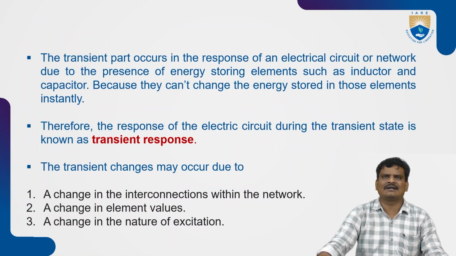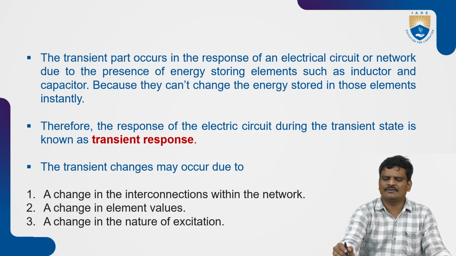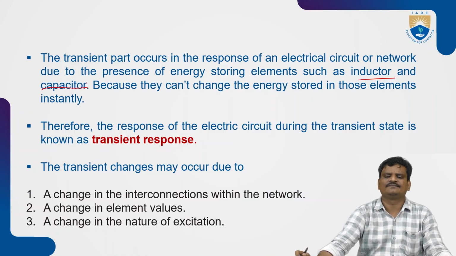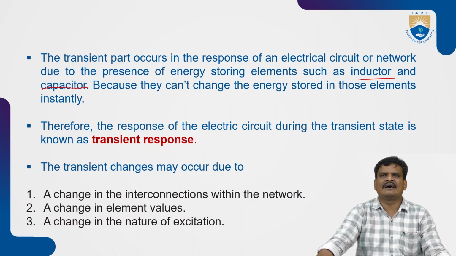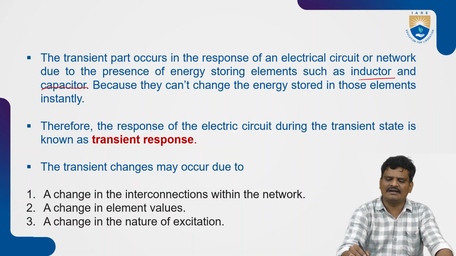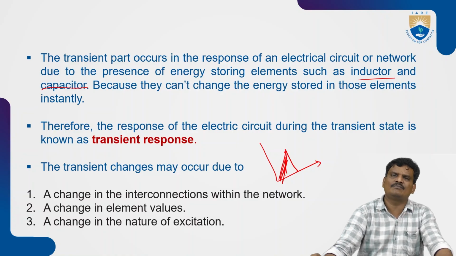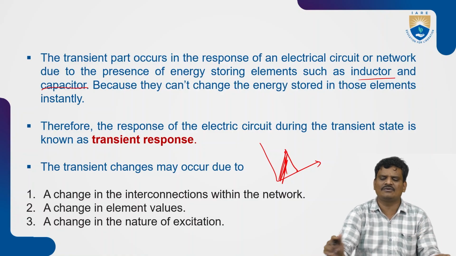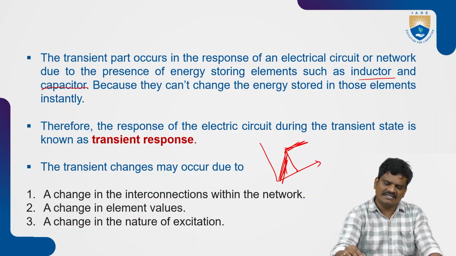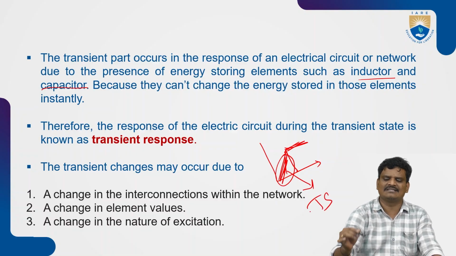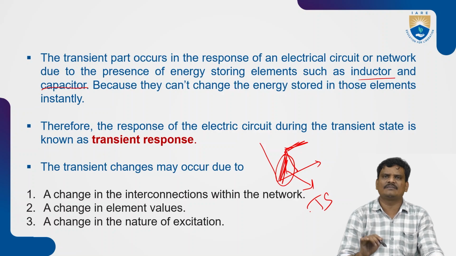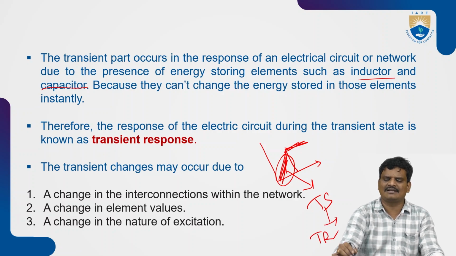Now the transient part occurs in the response of an electrical circuit or network due to the presence of energy storage elements like what? Inductor and also capacitor. The response of an electric circuit during that transient state is considered as what? Transient response. I have already explained it with respect to the circuit. This is nothing but a transient state. It takes some time to reach the steady state value. This state is considered as a transient state, and the response obtained in that state is considered as a transient response.